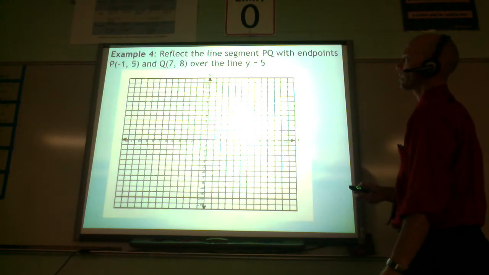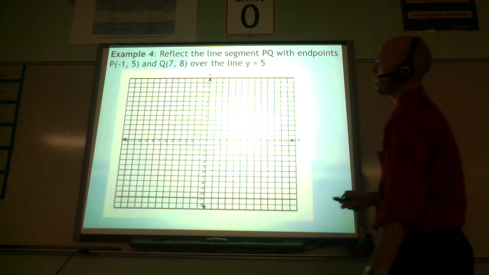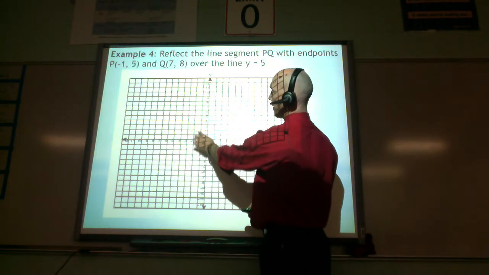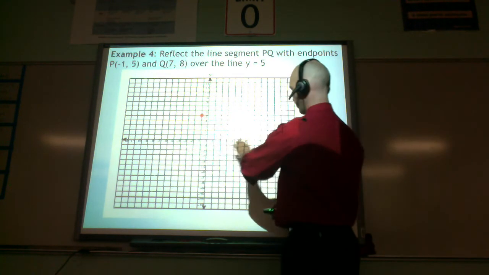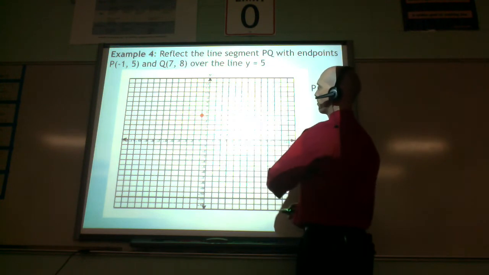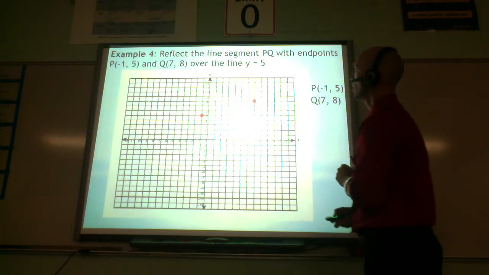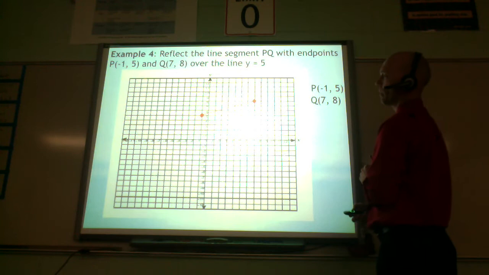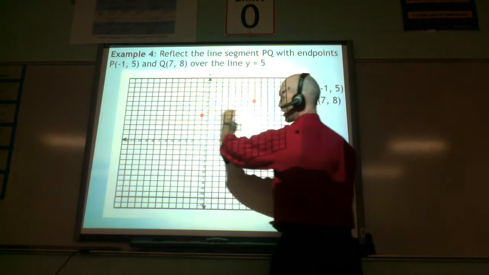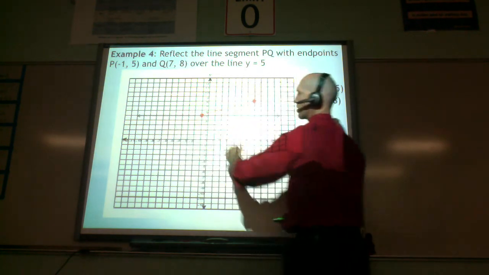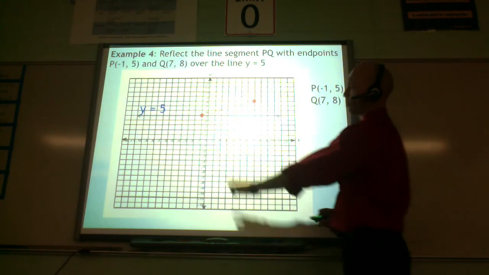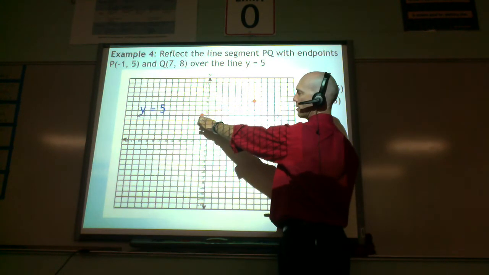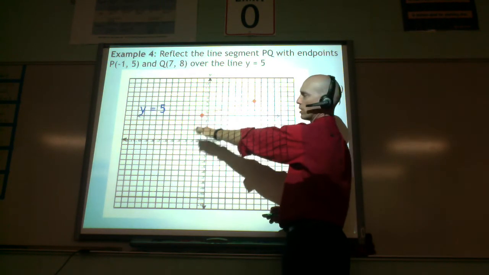Okay. Reflect the line segment PQ with endpoints at negative 1, 5 and 7, 8 over the line y equals 5. This time the line's going this way. The y-axis crosses at y equals 5. Looks like that. Well, that's interesting. I have a point on the line. So when you reflect a point on the line, it doesn't move. So it stays right there.